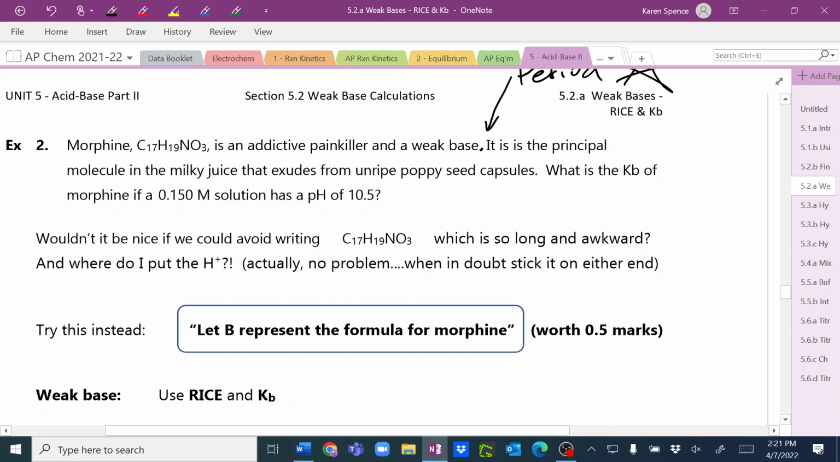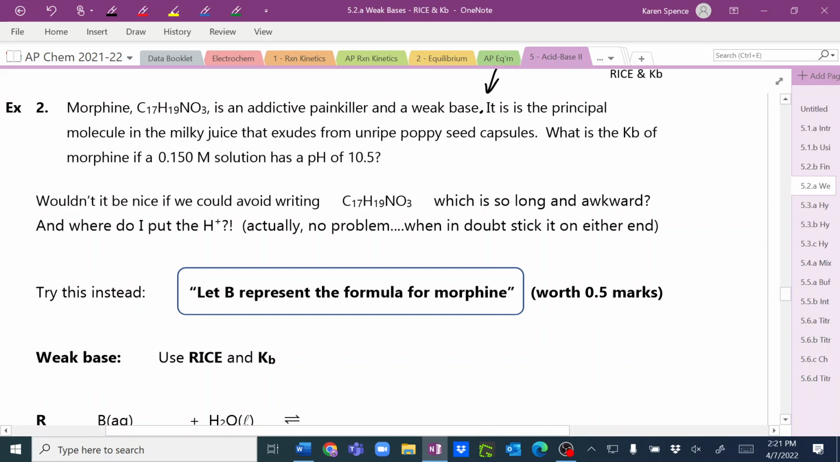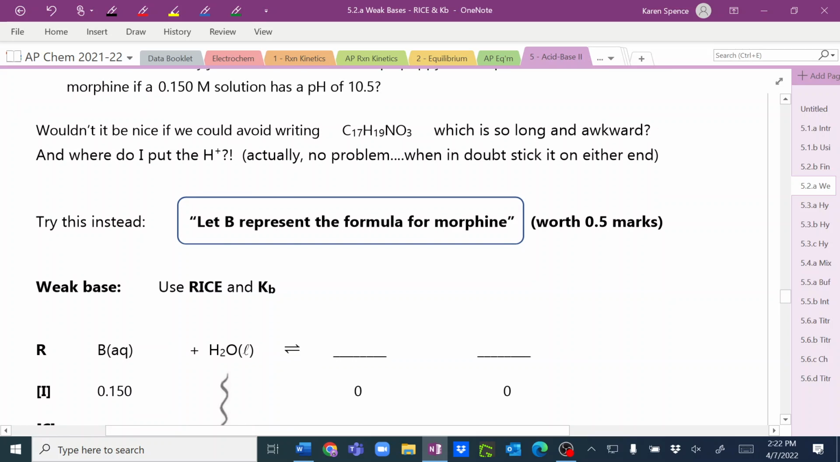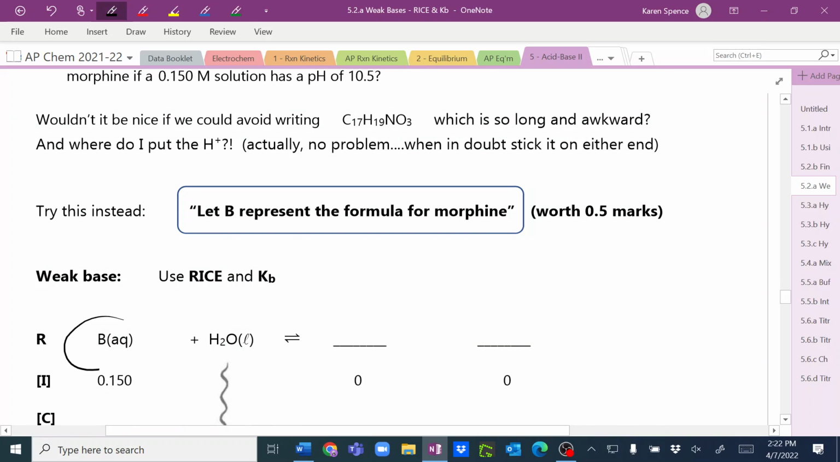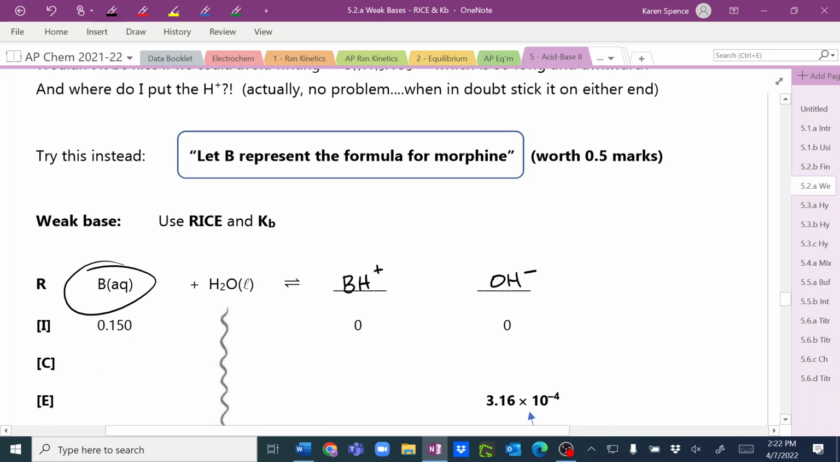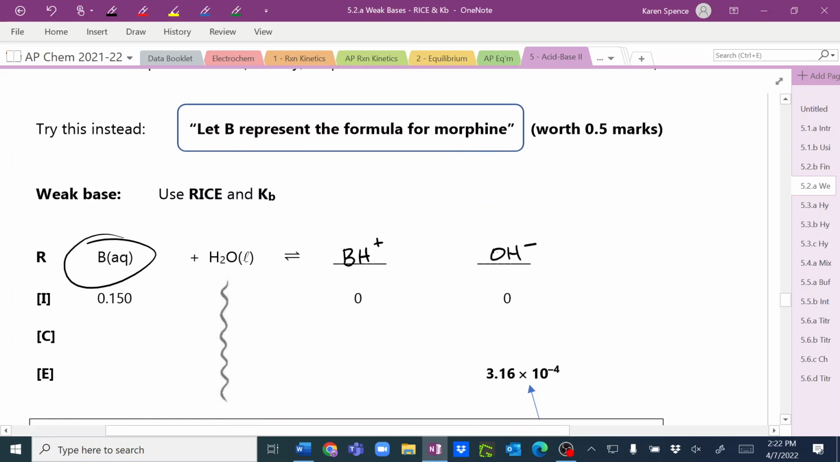So anyway, what we can do instead is just say, let the base be B. Remember we said the acid is HA. Let's say our base is just B. There's our base, plus H2O gives us BH+ plus OH minus. Yes? So this has saved us from so much writing, which makes us very happy.